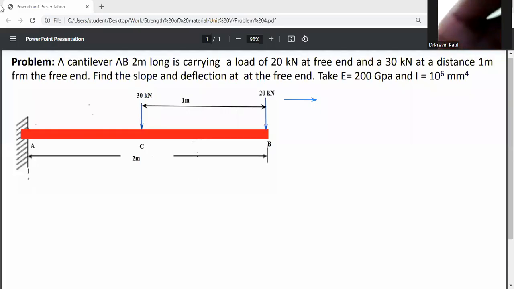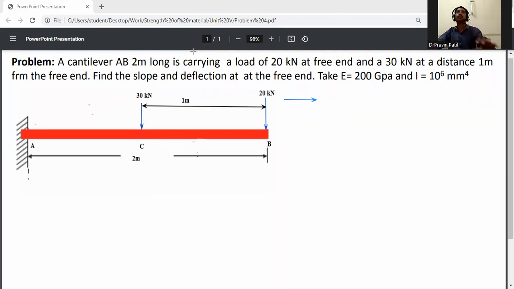Okay. So problem statement: a cantilever AB, 2 meter long, is carrying a load of 20 kilonewton at the free end and 30 kilonewton at a distance 1 meter from the free end. Find the slope and deflection at the free end. Take E as 200 GPa, I as 10 raised to 6.